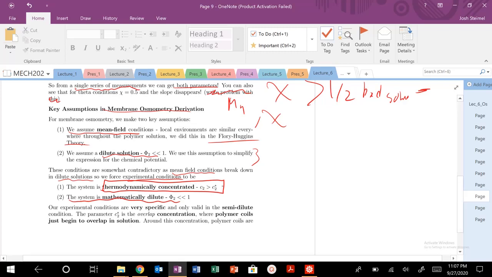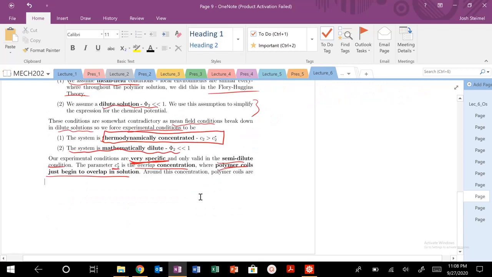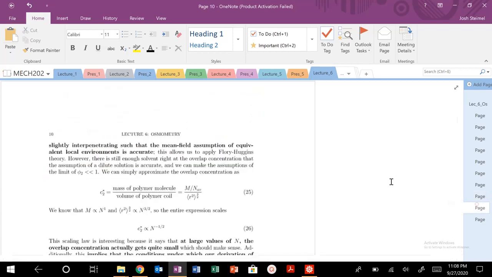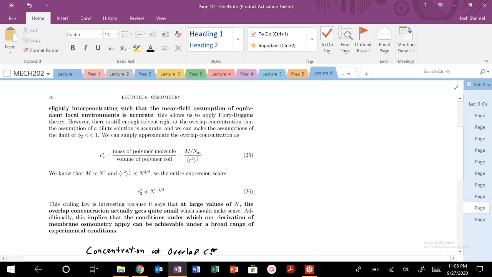So this C2 prime, we've mentioned it briefly before in a previous video, but our experimental conditions must be very specific and are only valid in the semi-dilute conditions. So this parameter, this C2 prime, is our overlap concentration. It's where our polymer coils just begin to overlap in our solution, hence the name. And around this concentration, you can see here in our little schematic, the polymer coils are slightly interpenetrating, so that the mean field assumption of equivalent local environment is accurate.